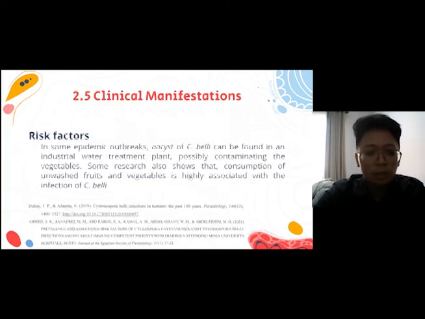The diagnosis can also be done by molecular examination, which uses real-time PCR assays. Next slide. Risk factors. In some epidemic outbreaks, the oocysts of Cystoisospora belli can be found in an industrial water treatment plant, possibly contaminating vegetables. Some research also shows that consumption of unwashed fruits and vegetables is highly associated with infection by Cystoisospora belli.